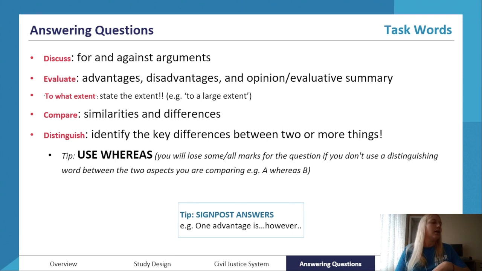So while VCAT is a tribunal that blah, blah, blah, CAV is a consumer affairs complaints body, which is blah, blah, blah. There you go, your first difference. So you should always start your distinguish question responses that way.